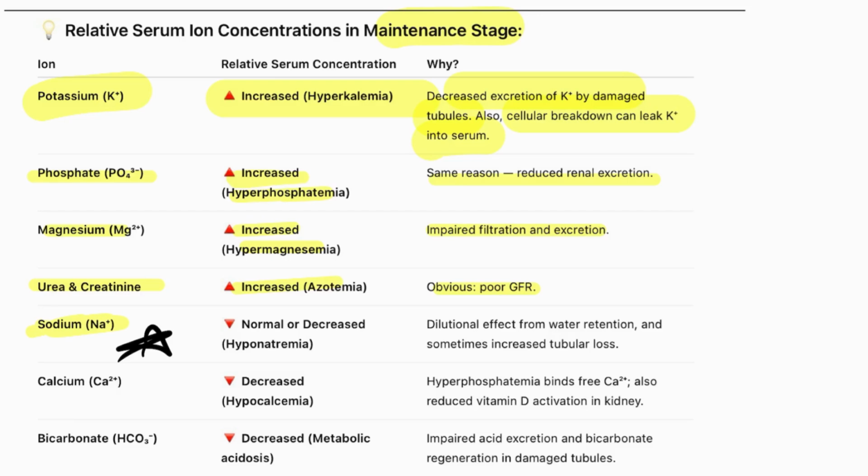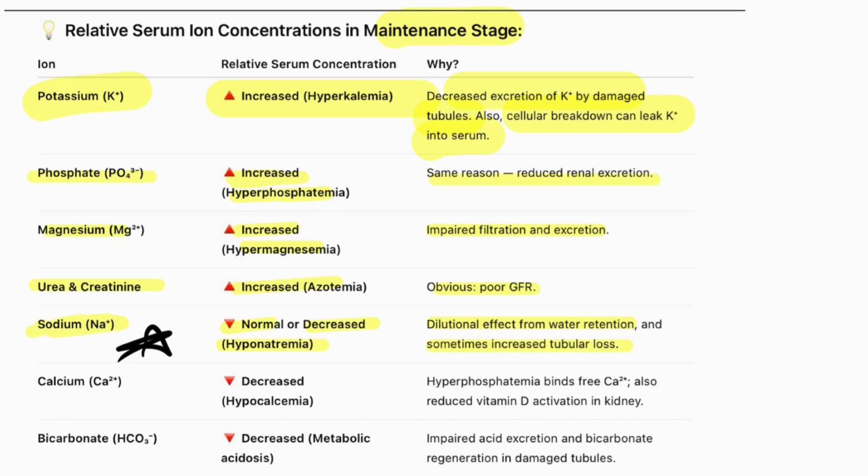It could be normal actually, or it could be decreased. Now, normally we reabsorb sodium. So in this case, your tubules are just not working normally, right? So it could be due to the dilutional effect from water retention. Because remember, you're not peeing out enough. You have more fluid in your body, so your concentration of the sodium is diluted. And again, sometimes it can also be due to the increased tubular loss.